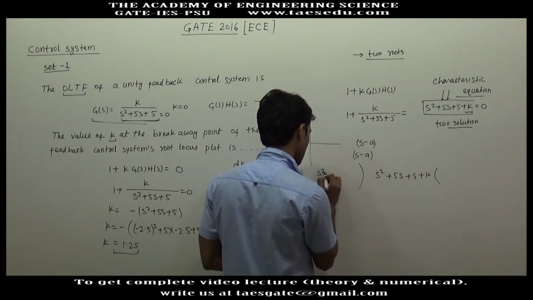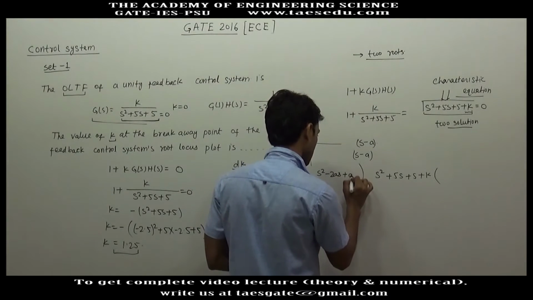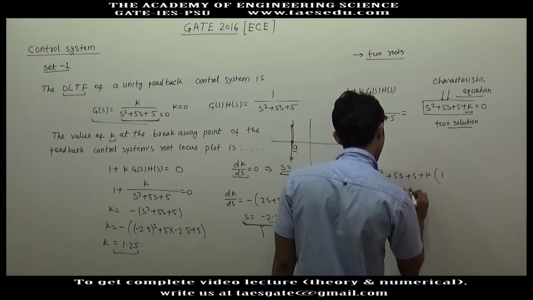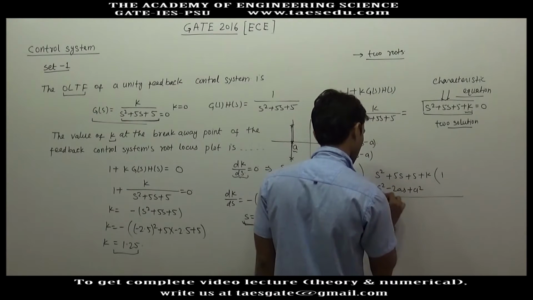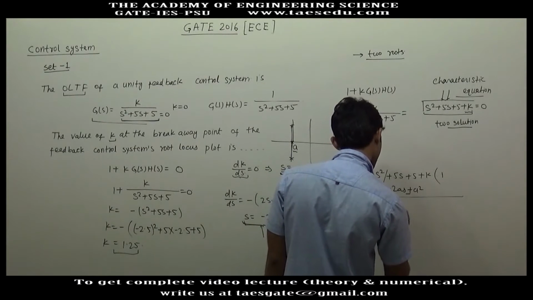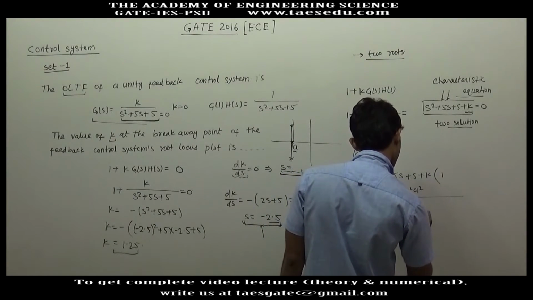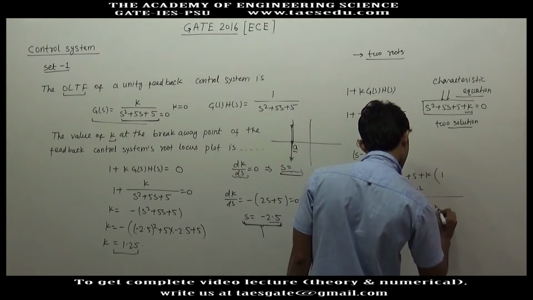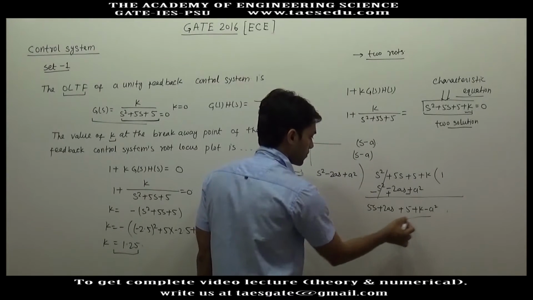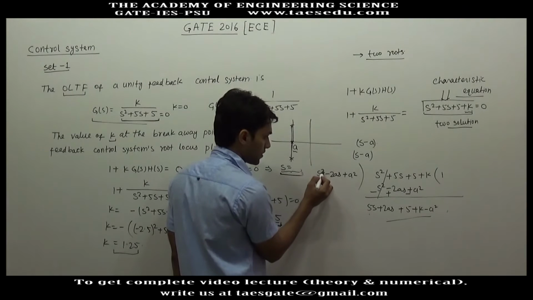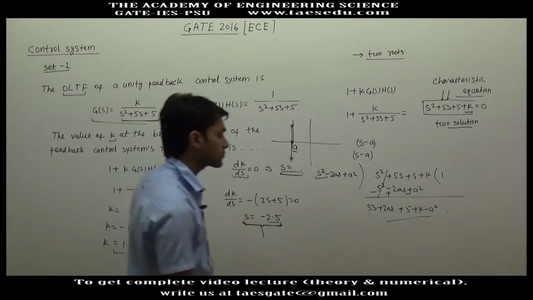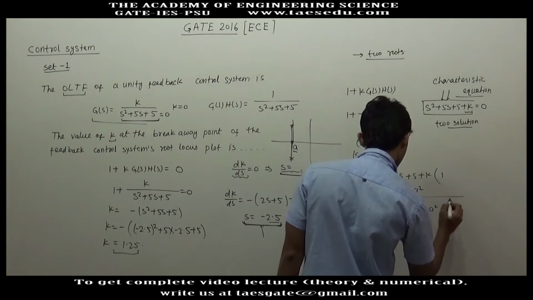(S minus A) whole square is s square minus 2as plus a square. Here you will have (5 plus 2a)s plus (5 plus k minus a square) equal to 0. Now the order of this equation is 1, less than the divisor's order of 2, so we will not divide any further. This is the remainder and this has to be 0.